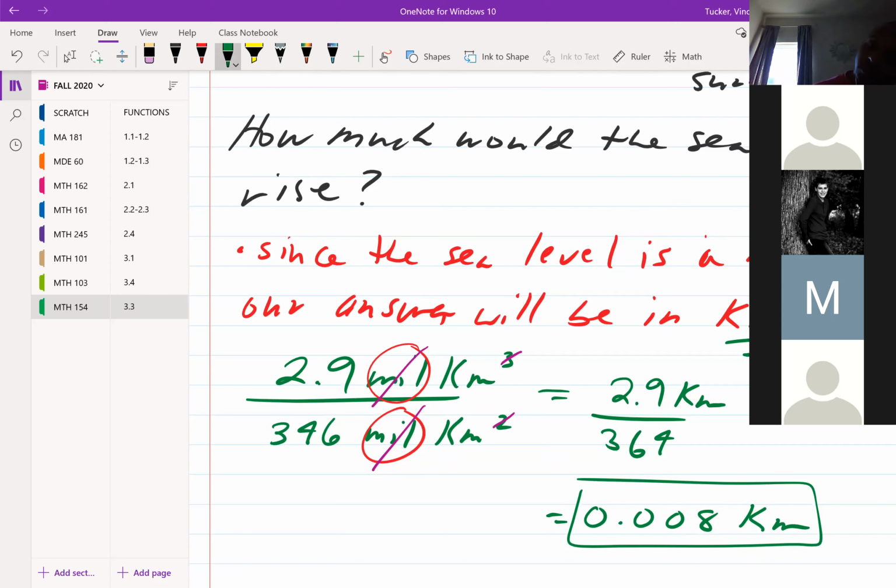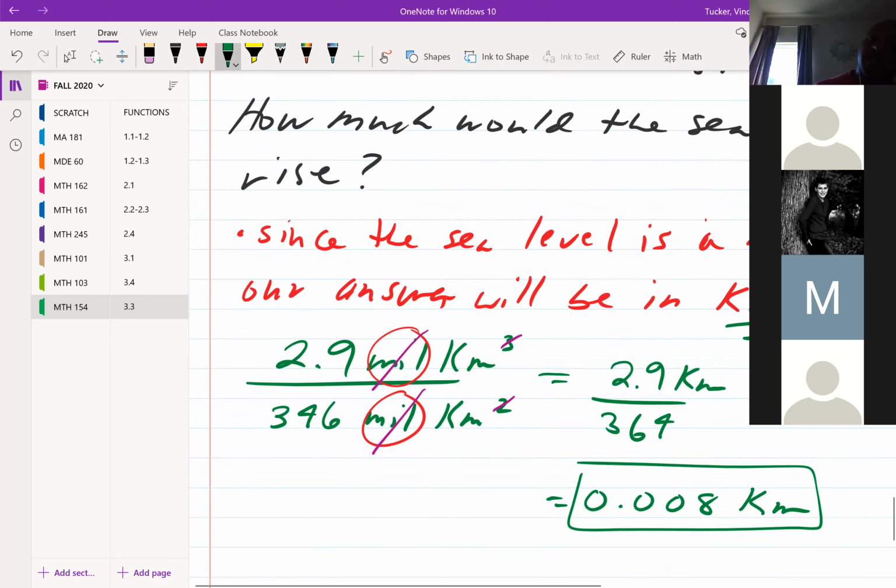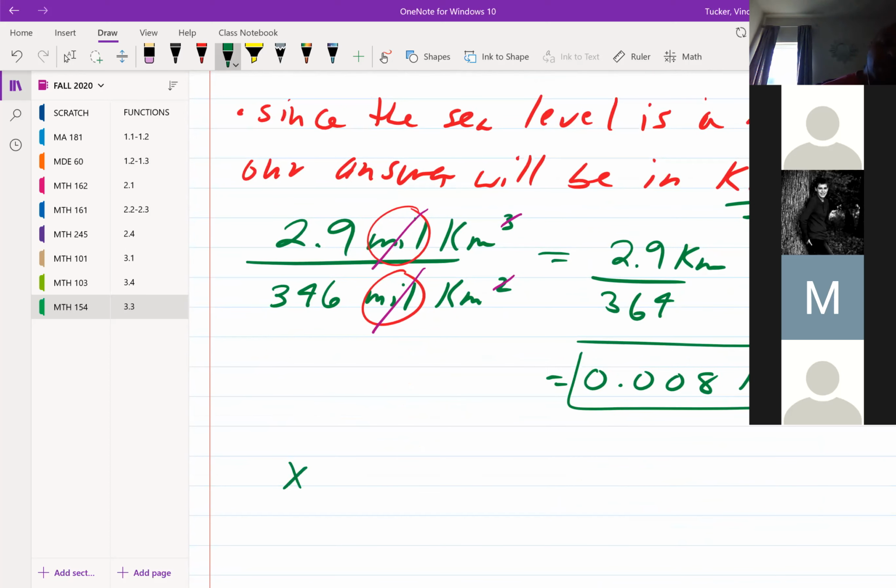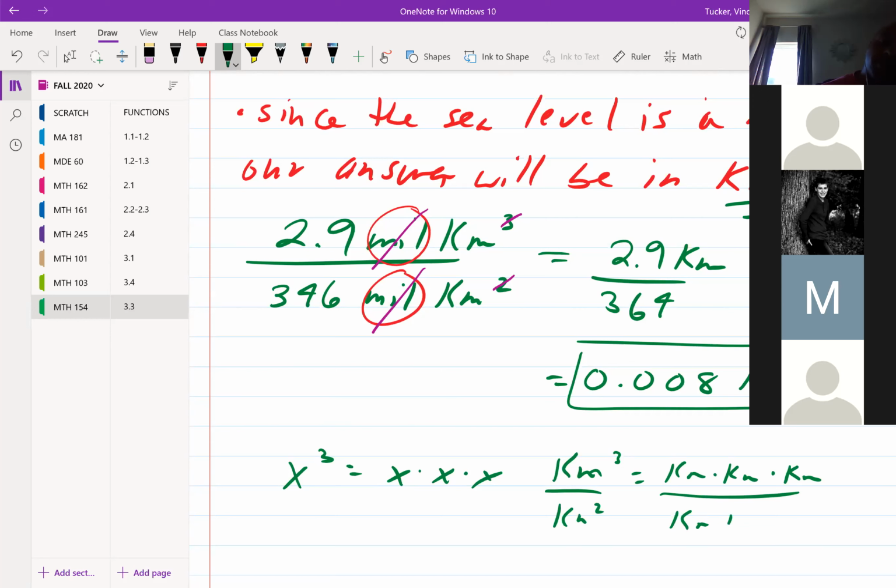And the 2.9 kilometers kept the kilometers because it was 3? Yes. So whenever anything's cubed, if I have x cubed, that's x times x times x. So if I have kilometers cubed, then that's 3 of them. And if I have kilometers squared down bottom, that means that's 2. So what ends up happening is that 2 of your kilometers cancel out and it leaves you with 1 left. Okay, yeah, that makes sense. Okay, cool.